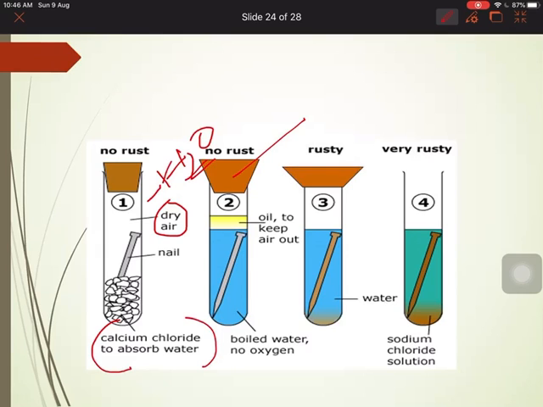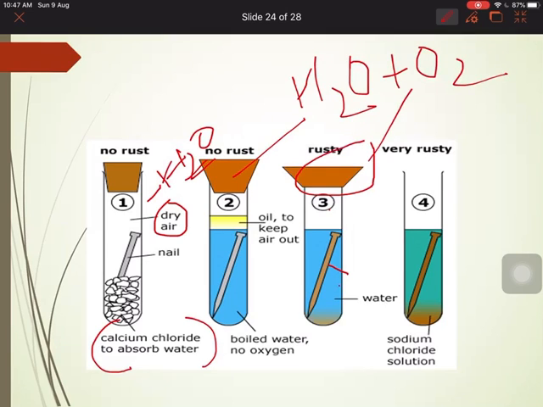In the third test tube, though we have covered it, it still got rusted because the water has oxygen inside, and even the air which is present above has oxygen. So the nail is getting both water and oxygen.